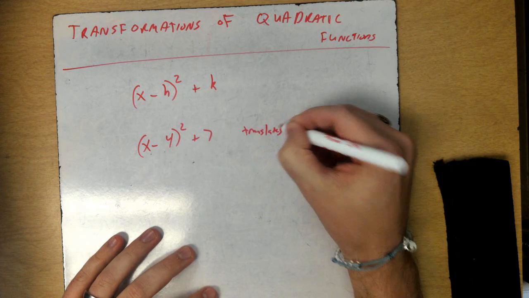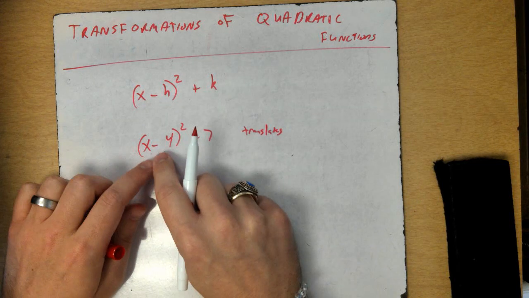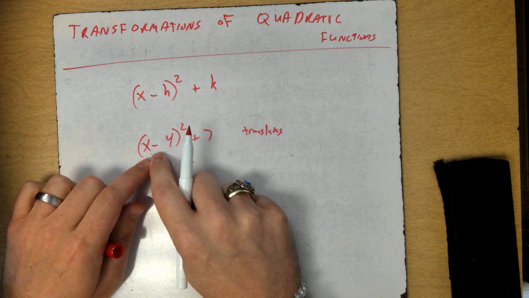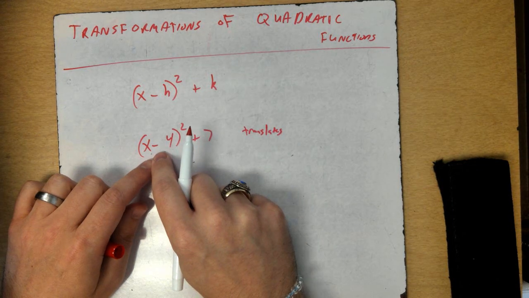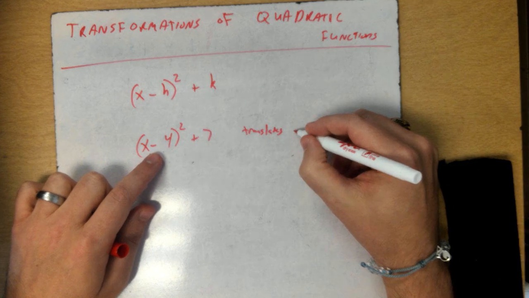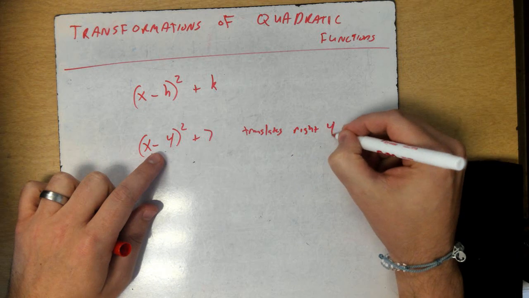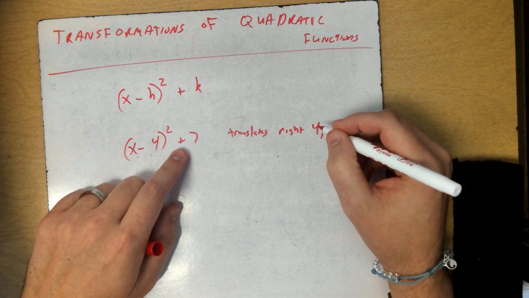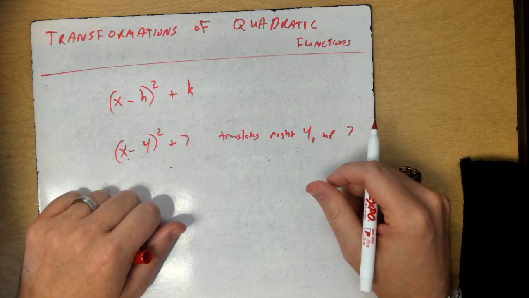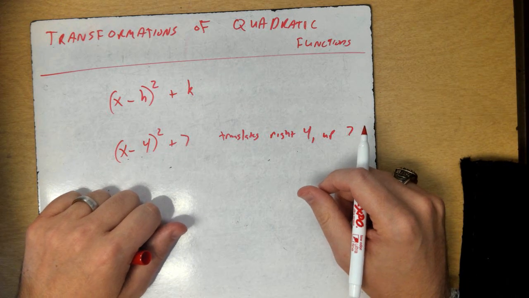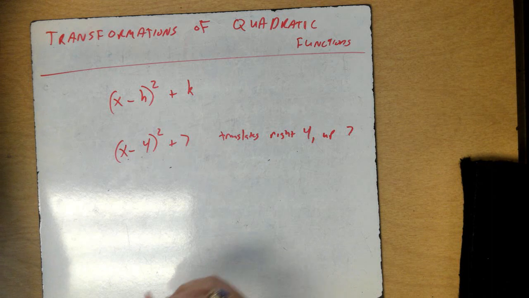Well, if we look in the middle, right here, it's a minus, this is our h part here. So this is a minus 4. So it's minus, we're going to go to the right 4. And here it's a plus 7. It's positive, so it's going to go up 7. So that's how that works. We can put it all together like that.